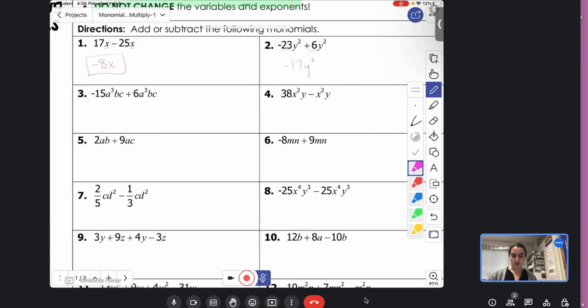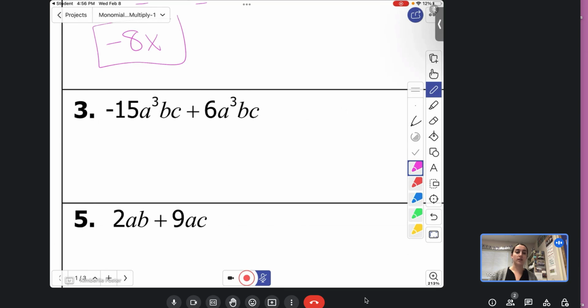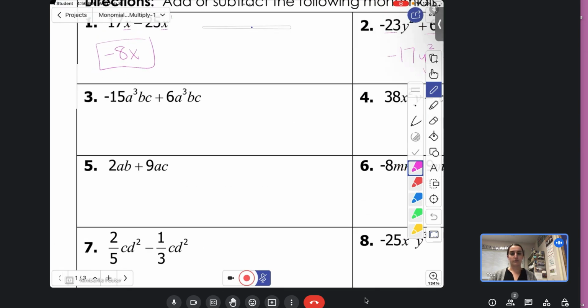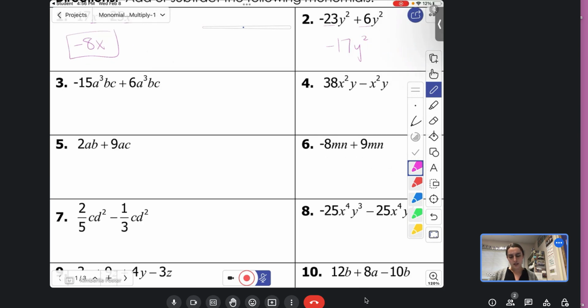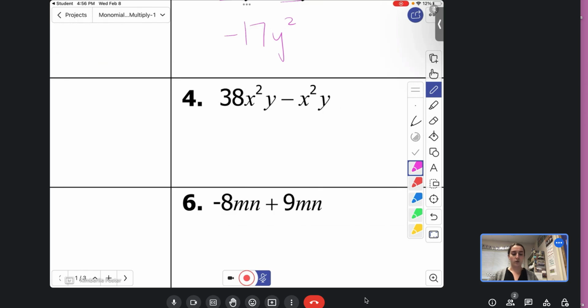Let me see if there's anything that really stands out to me. We can see number 3 are like terms. A cubed BC, A cubed BC. So at this point, we would combine negative 15 and positive 6. Number 4 as well. X squared Y, X squared Y. Remember, there's an invisible 1 here. So in this case, it's 38 minus 1, which gives us 37 X squared Y. So nothing changes there with my variables and exponents.